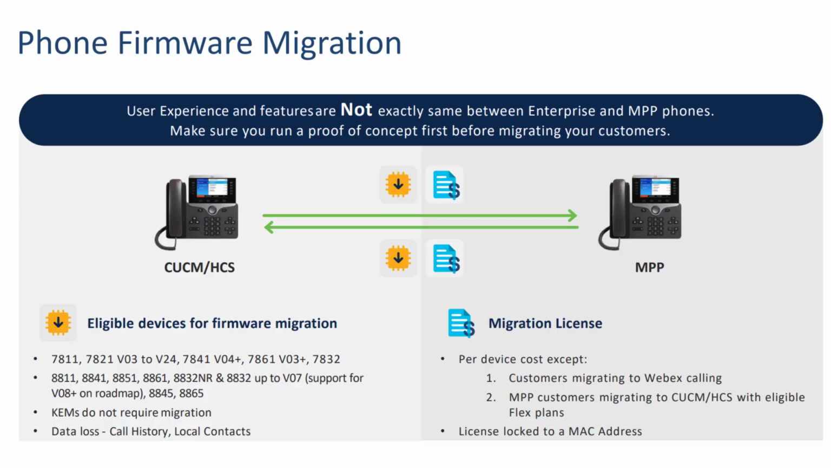Let's talk about which devices are eligible to be migrated to MPP firmware. Basically the 7800 series and the 8800 series. For the 7800 series, on the 7841, if it's version 4 or higher, you're good to go. On the 7821 and 61, it's version 3 or higher. And for the 8800 series, we exclude the 8821, 31, and the NR, which is the no radio. And the key expansion modules require no migration.